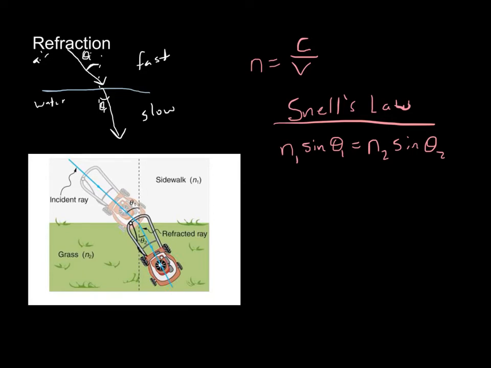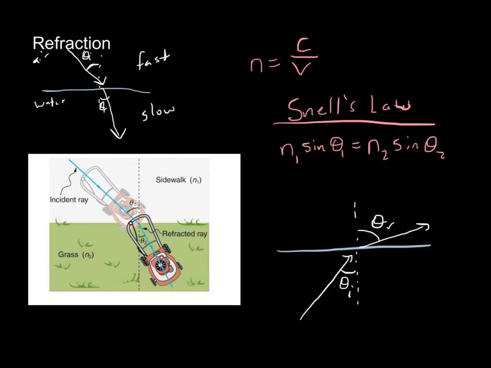Couple things to know, right? Going from fast to slow means we're bending towards that normal line, towards the perpendicular. If it's the opposite of that, let's say we're going out of the water and into the air, we bend away from that normal. So there's our incident angle and our refracted angle. So fast to slow means towards the normal, slow to fast means away from the normal.